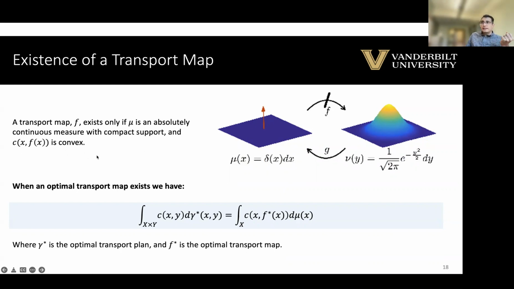Okay. But interestingly, when the optimal transport map exists, we have an equivalence between the Monge formulation and the Kantorovich formulation, right? What is this equivalence? We see that this expectation with respect to the optimal transport plan is equal to the same expectation with respect to the optimal transport map. Okay, which is useful, as we will see in a few slides.